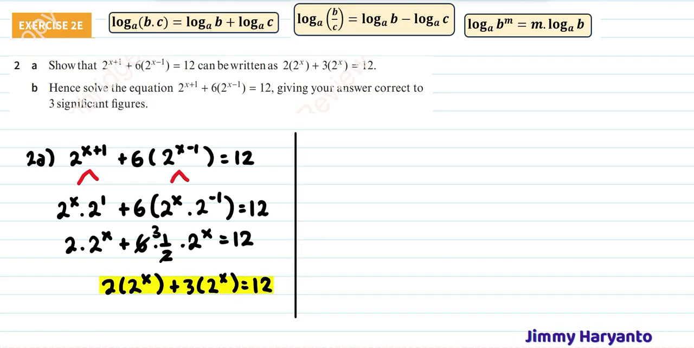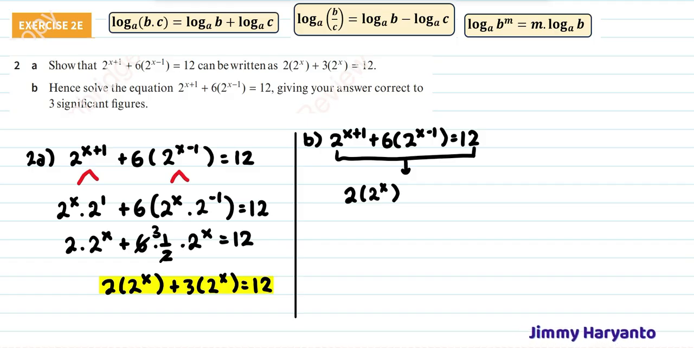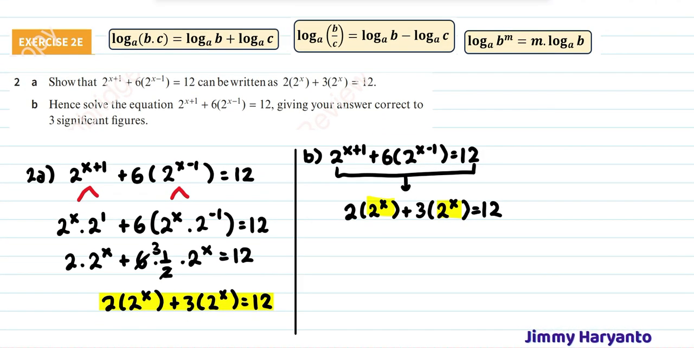Next is to solve the equation. The question wants you to solve 2 to the power of x plus 1 plus 6 times 2 to the power of x minus 1 equals 12, but we already changed this in the previous question into this expression, plus 3 times 2 to the power of x equals 12. I want you to see this one. This one is the same, so we can add the 2 and the 3. It will become 5 times 2 to the power of x equals 12.